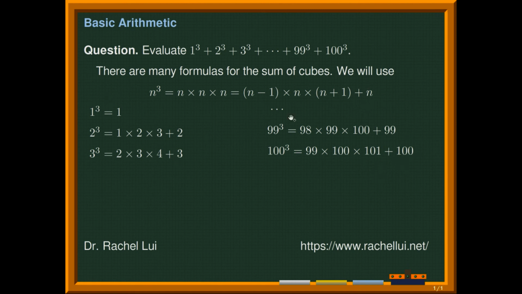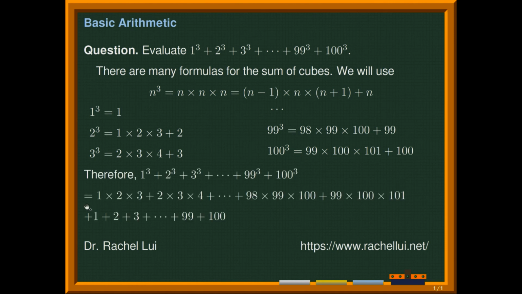So right now, we will add all these terms up, which is 1 times 2 times 3, plus 2 times 3 times 4, and so on, until 98 times 99 times 100, plus 99 times 100 times 101. And then we will add 1 plus 2 plus 3 and so on until 99 plus 100. So we will add all these numbers. In the previous examples, we have already done this and this. So the answer is adding these two sums, which is 25,502,500.